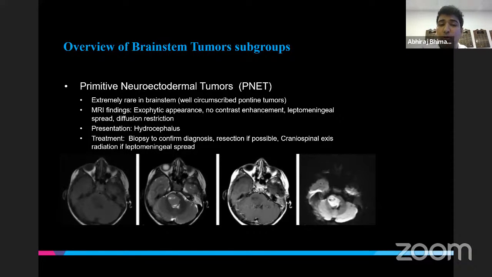The treatment for these tumors is you can do a biopsy to confirm the diagnosis and resection if possible. However, given the leptomeningeal spread, it's recommended to get an MRI of the spine as well, and the patient may need craniospinal radiation.